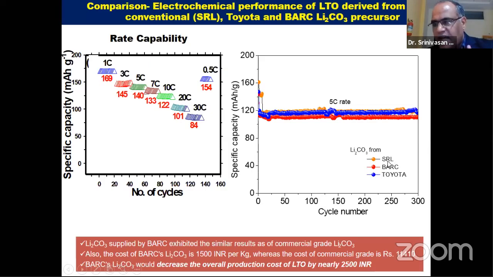But if you see the cost, the commercial grade Li2CO3 is 11,400, whereas the Li2CO3 supplied by BRC is only about 1,500. So the indigenous precursor is 1,500, and the imported one is 11,000. By using this low-cost precursor, you can bring down the cost of LTO by nearly 2,500 rupees. Now the cost of our LTO is less than 2,000 rupees.